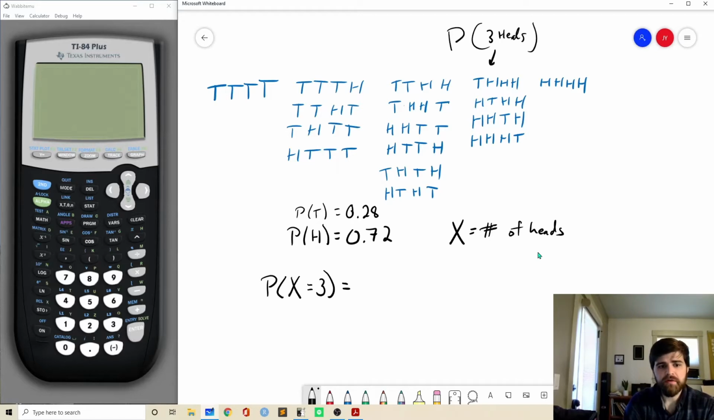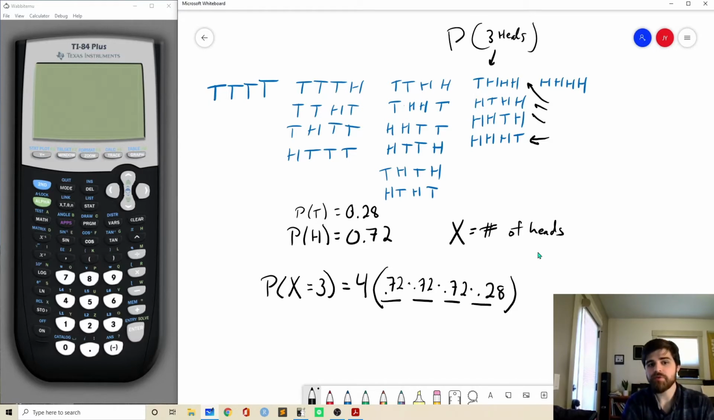So what I want to happen is I want to get 3 heads in a row followed by a tails. 0.72, 0.72, 0.72. We can simply multiply these together because these are independent events. Whatever happens in the first flip doesn't affect the second flip. So heads times heads times heads times tails is what we're looking for. But that only covers this outcome. We can see there's 3 other ways to get 3 heads and a tails. So I need to take whatever this value is and multiply it times 4 because there's 4 different combinations of 3 heads and a tails.